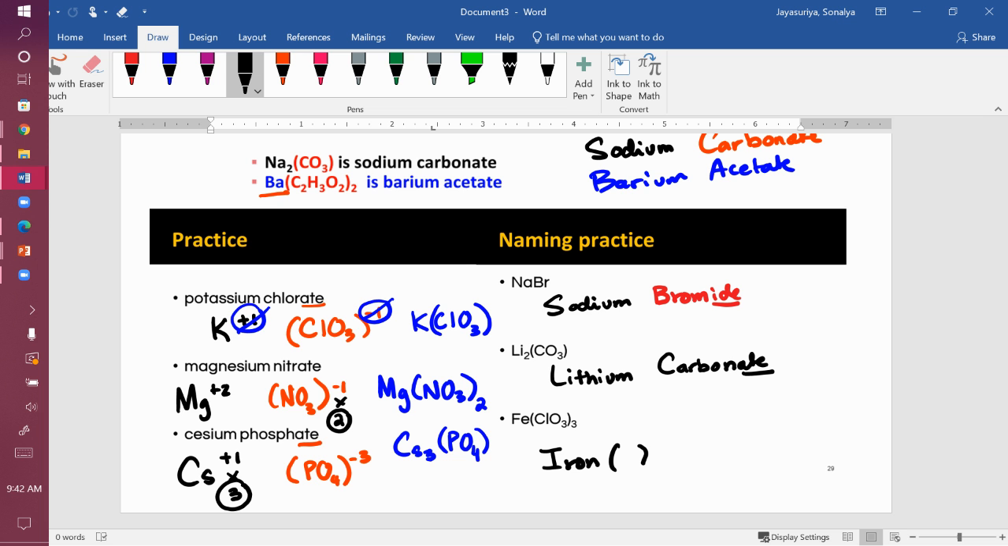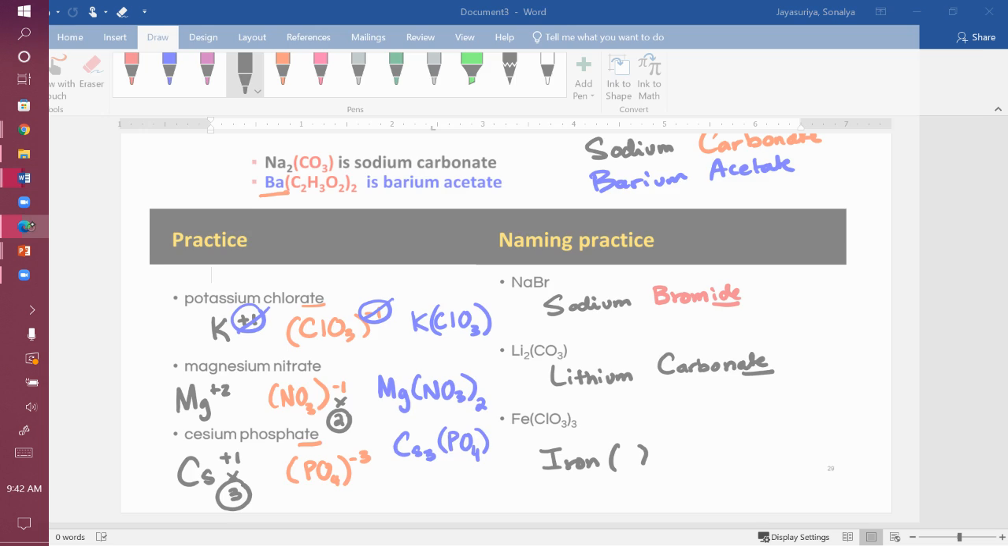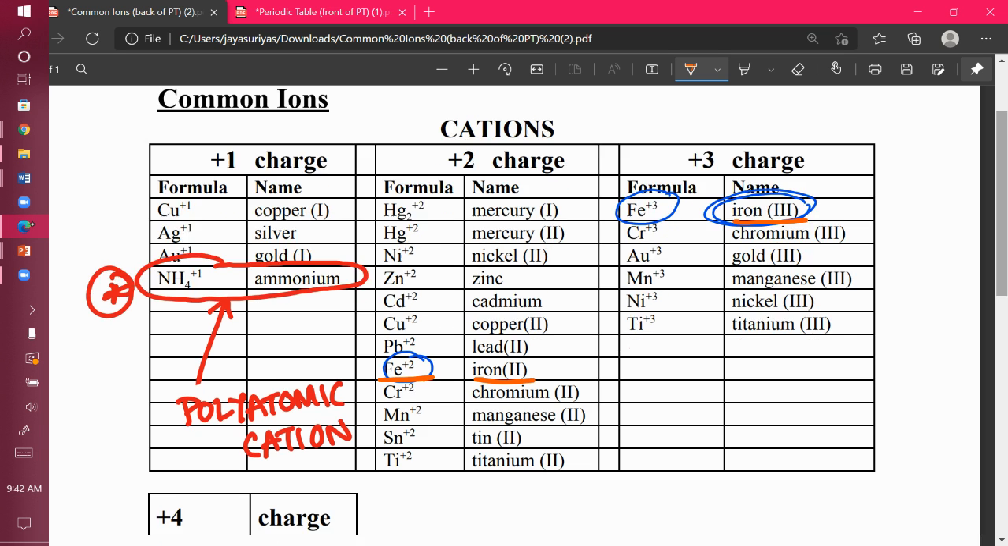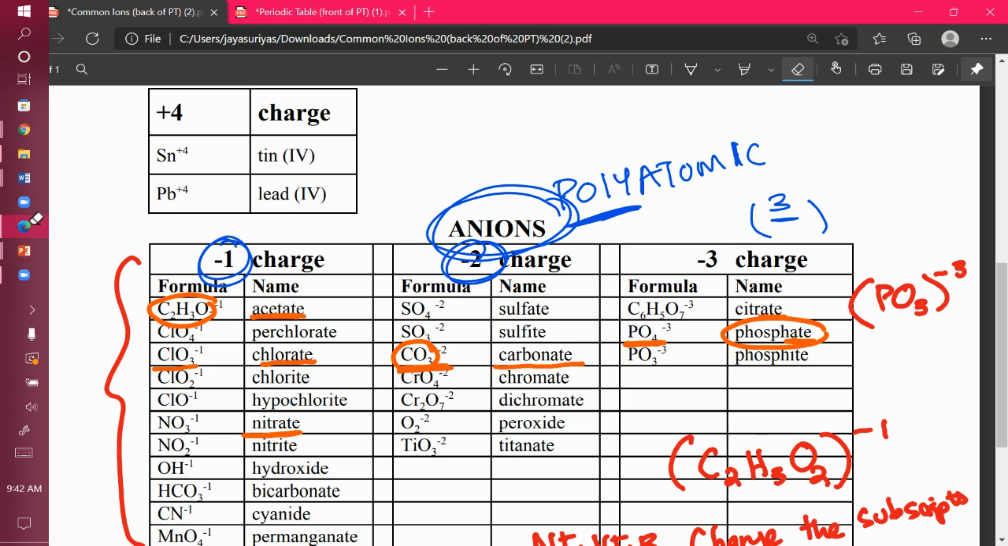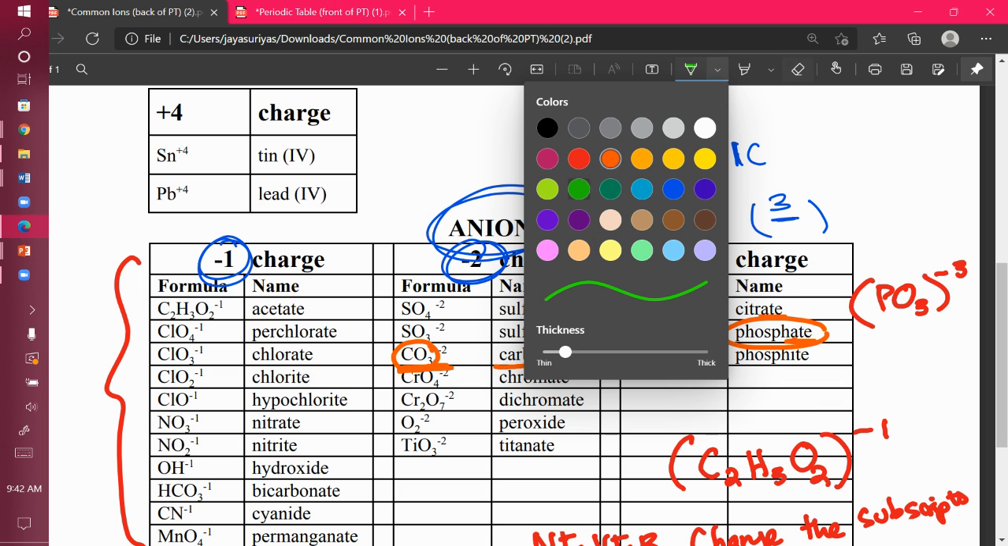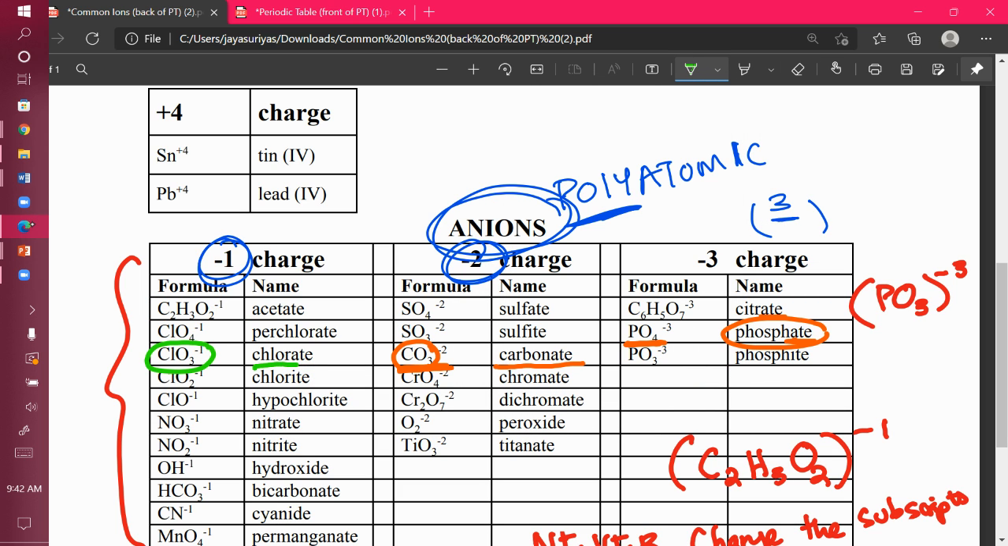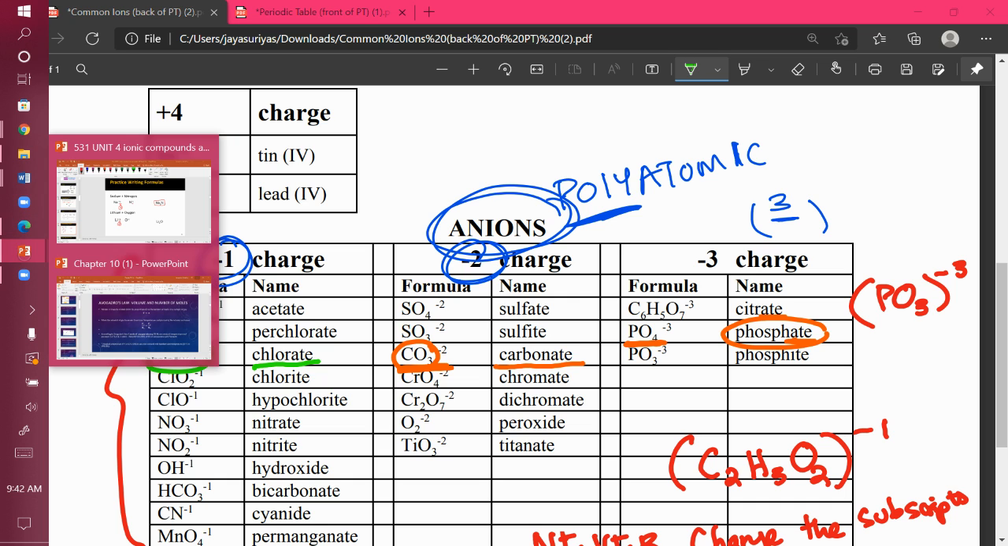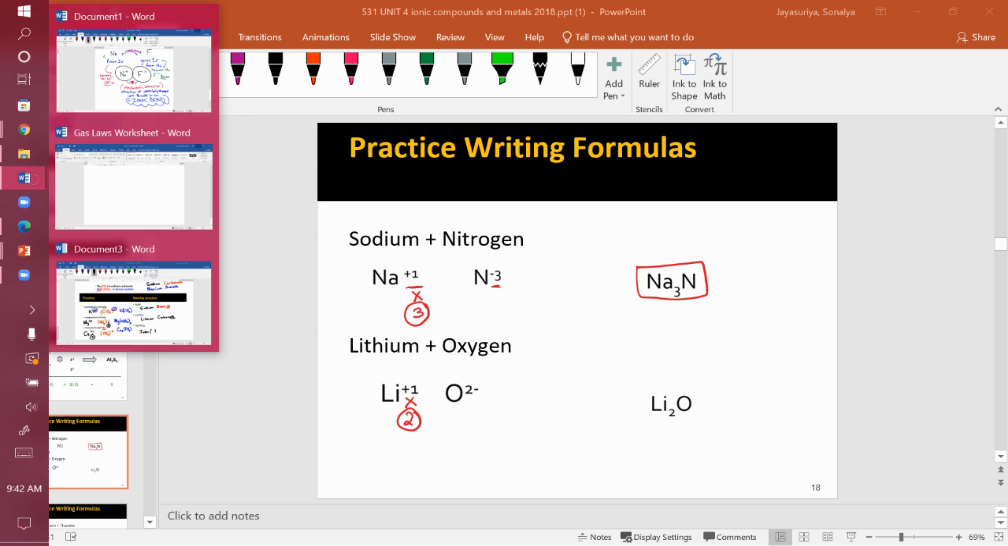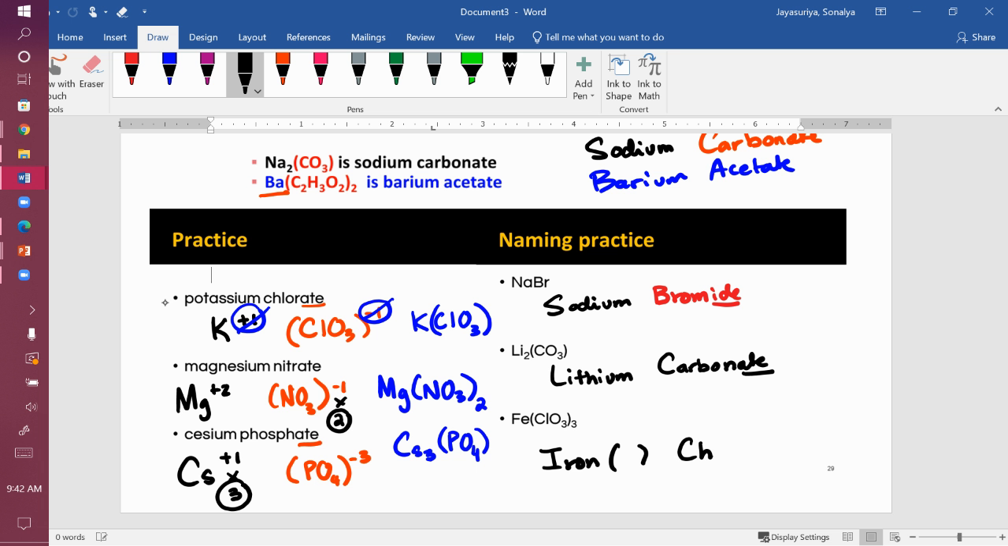ClO3, it's inside parentheses. That indicates it's a polyatomic ion. I'll try to find where ClO3 is. Here is ClO3. ClO3 is right here. The name is chlorate. And I also noticed that ClO3 has a minus 1 charge. So I go back. I first write the name chlorate. I know it's chlorate because ClO3 is chlorate. Now, I know chlorate has a minus 1 charge. Minus 1 times 3 gives me a total of a minus 3.